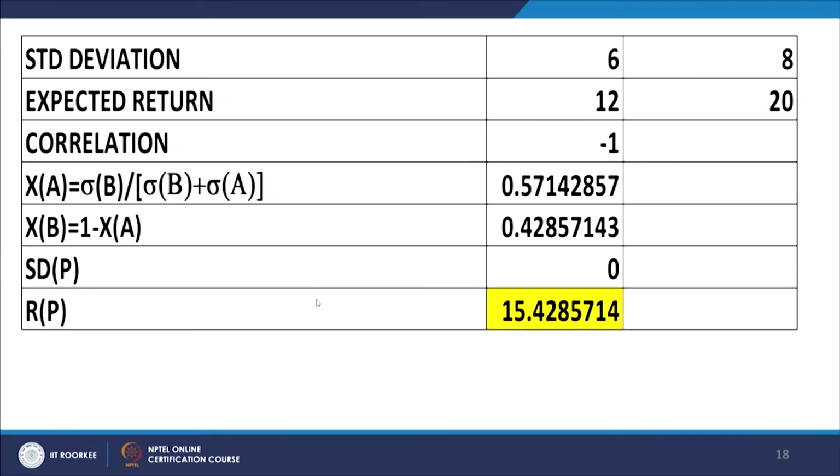The solution is quite simple. We know that if the two securities are perfectly anti-correlated, then the risk free return is given by sigma 1 R2 plus sigma 2 R1 divided by sigma 1 plus sigma 2. You have got the values of all the constituents of this formula. You have got sigma 1, sigma 2, R1, R2. Simply plug in the values, you get the risk free rate, which is 15.4285%.